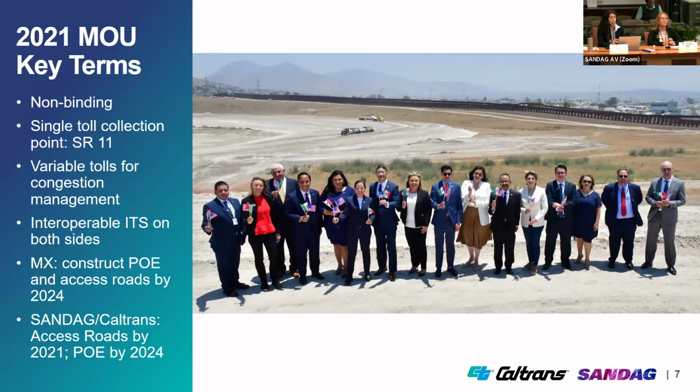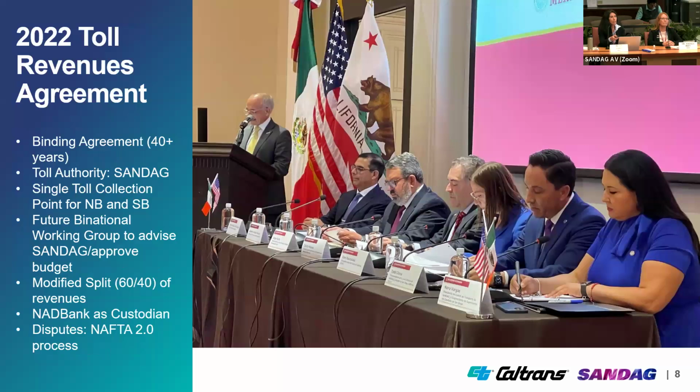The MOU also memorialized the parties' goals for delivering the project, including building the ports of entry, building the access roads, and also delivering an interoperable ITS system. Then in 2022, the next agreement that was signed was the binding toll revenue sharing agreement.